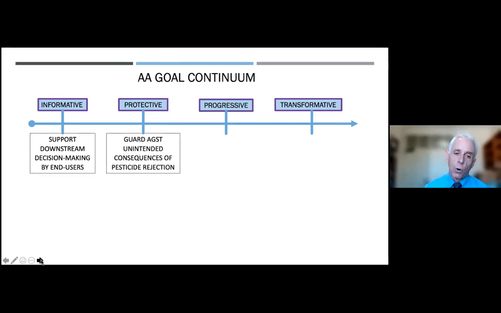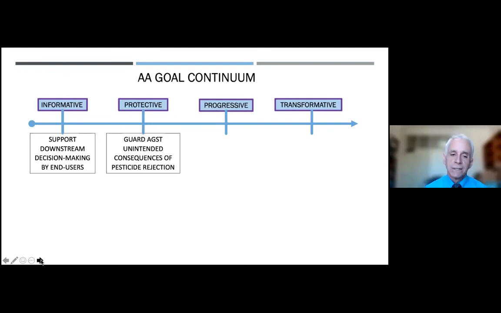The protective goal is really used to guard against the unintended consequences of banning an incumbent chemical or disapproving of a proposed entrant. So for example, at the state level, previously we've seen situations where the state looks at a proposed pesticide and the level of alternatives analysis they enter into is to say, if we don't approve this, what will be the consequences? Will these pests be able to be managed?